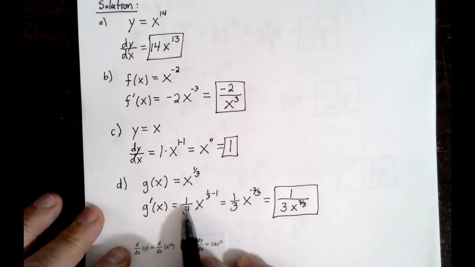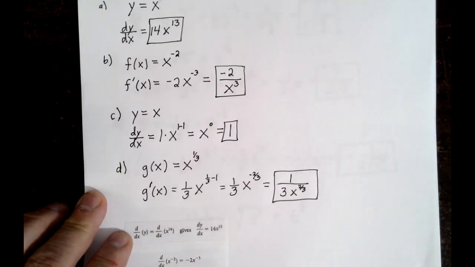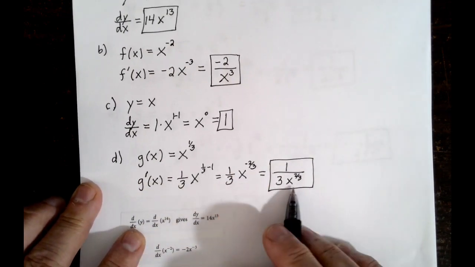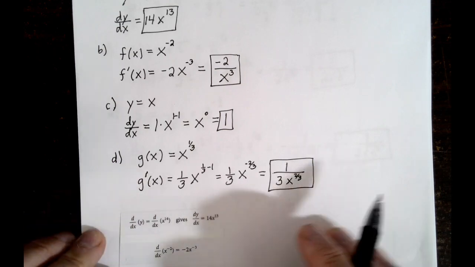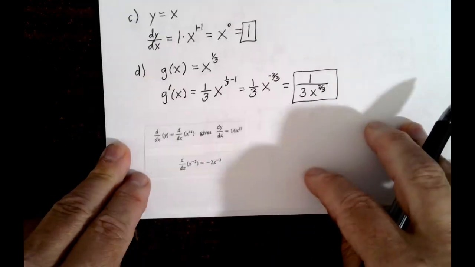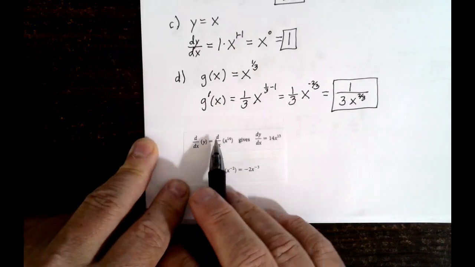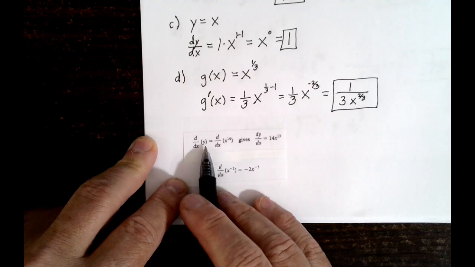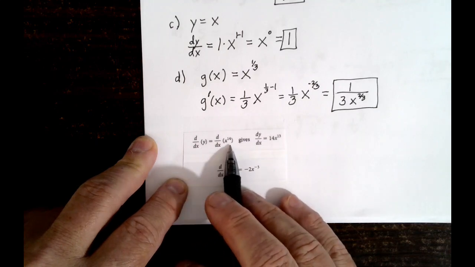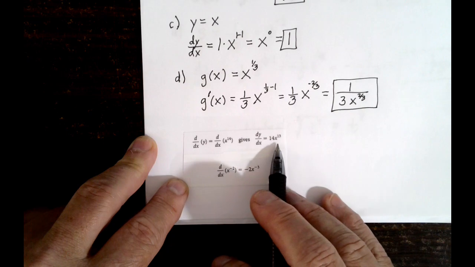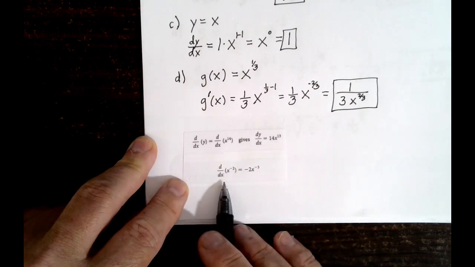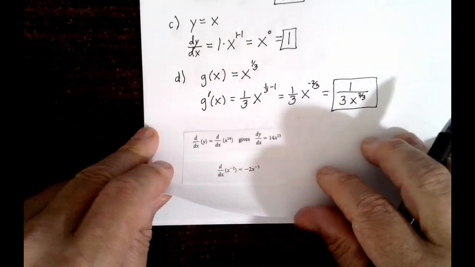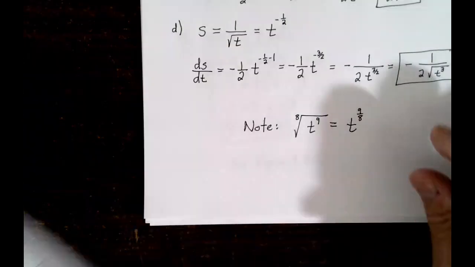X to the 1/3, you bring the 1/3 out front, subtract 1 from the 1/3, you get x to the negative 2/3 and a 1/3 out front. You can cross the fraction bar with that, and it becomes a positive 2/3 in the denominator. There are different ways that you can write these things. Instead of saying g prime or f prime, you can write d/dx of x to the 14th, which gives us 14x to the 13th. And you can write d/dx of x to the negative 2 equals negative 2x to the negative 3. Different ways of writing your answers for derivatives.